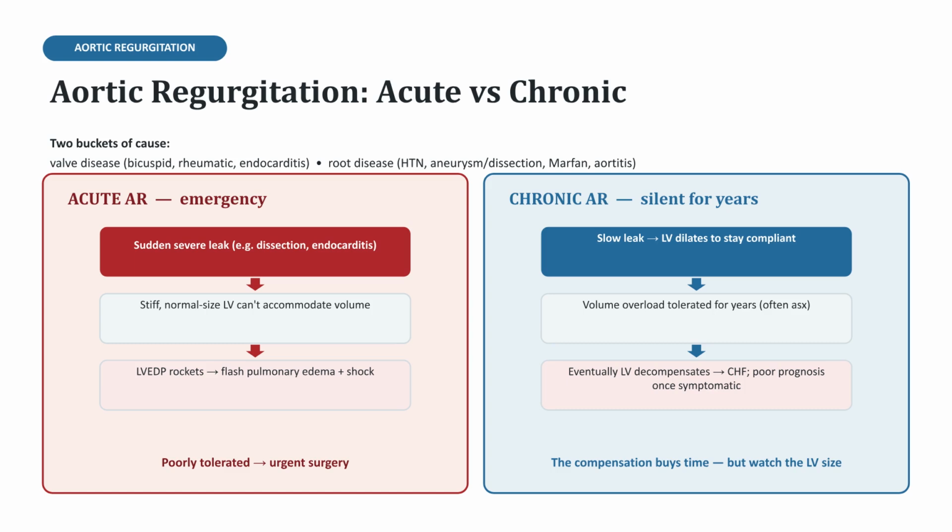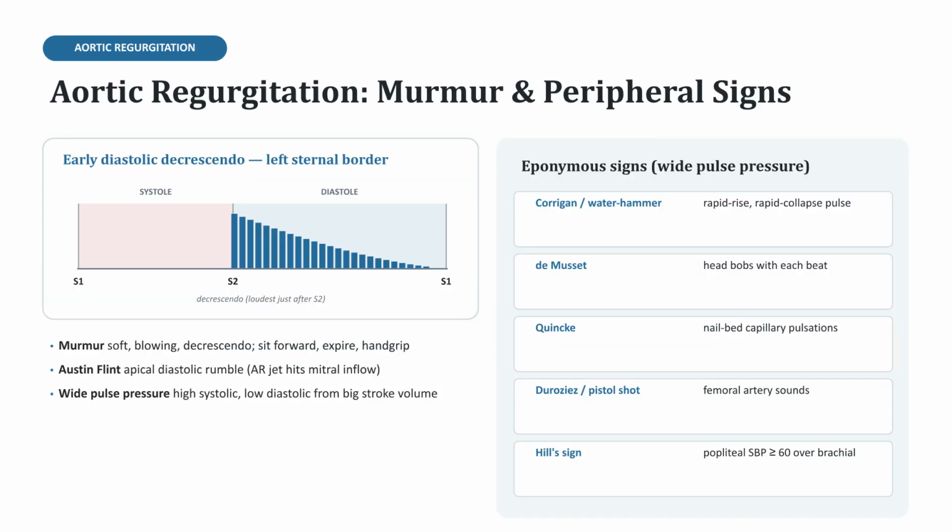Moving to aortic regurgitation. Acute cases are surgical emergencies due to sudden volume overload. Chronic cases are often silent for years as the ventricle dilates to compensate, but prognosis worsens once symptoms develop. Listen for an early diastolic decrescendo murmur. Peripheral signs like head bobbing and nail bed pulsations point toward the wide pulse pressure typical of chronic regurgitation.